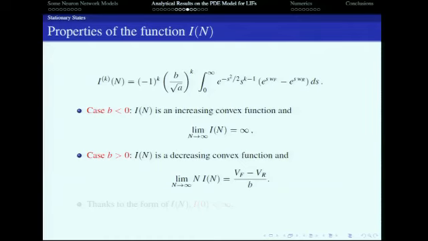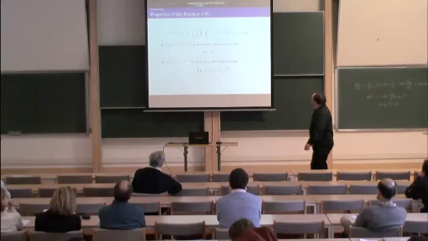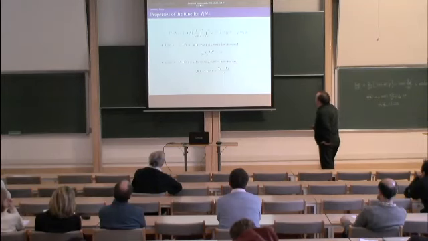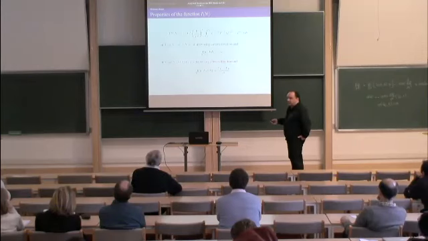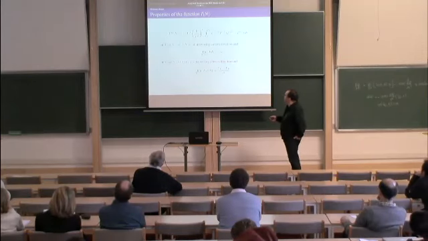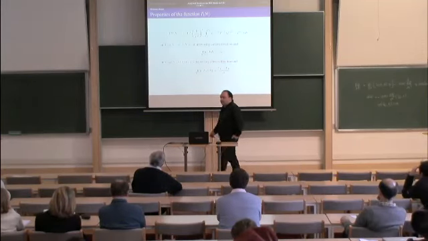Case B positive. Case B positive, remember, is where we had this blow-up result. Here what we can prove is more complicated, because I of n is now a decreasing convex function, and we know exactly the limit as n goes to infinity of n multiplied by I of n, and it's given by the constants of the problem. It's the difference between the Fourier and the rest, divided by b.